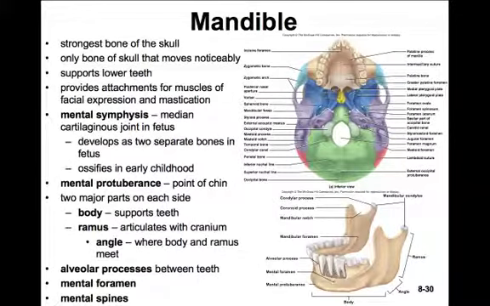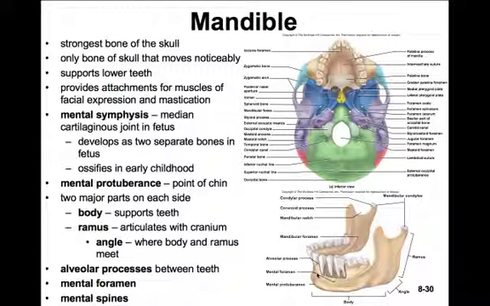The mandible is the strongest bone in the skull. It's the only bone of the skull that moves noticeably. It's our lower jaw. It supports our lower teeth and provides attachments for muscles of facial expression as well as mastication. The mental symphysis is where the two portions of the mandible come together in the front. It's a cartilaginous joint in the fetus, but becomes ossified in early childhood.